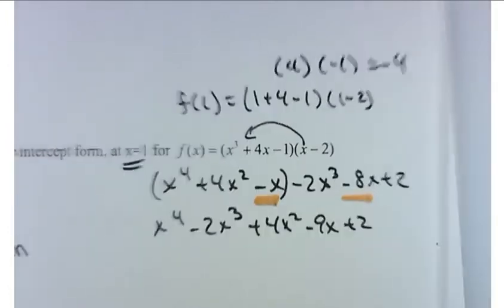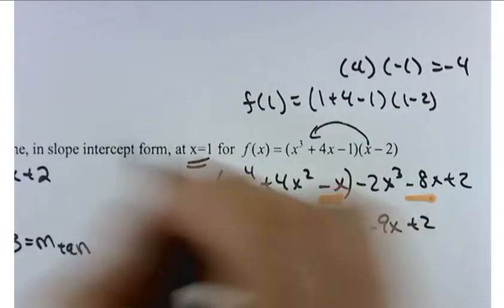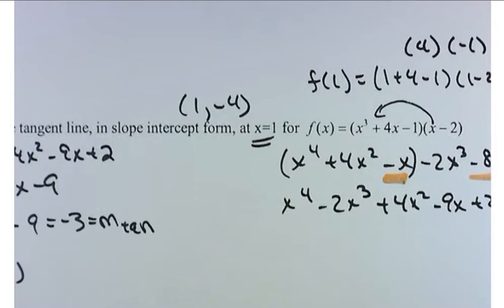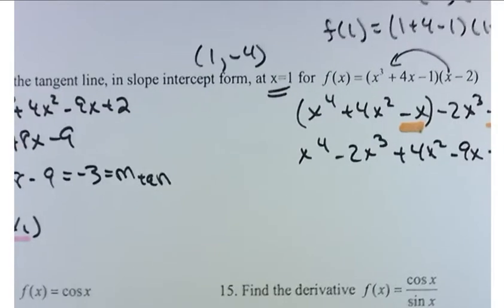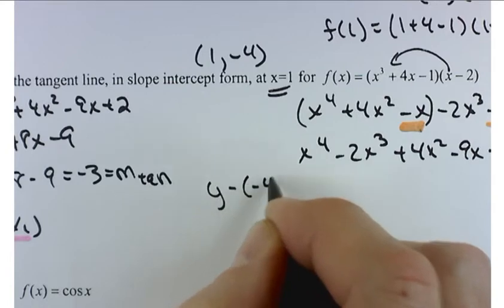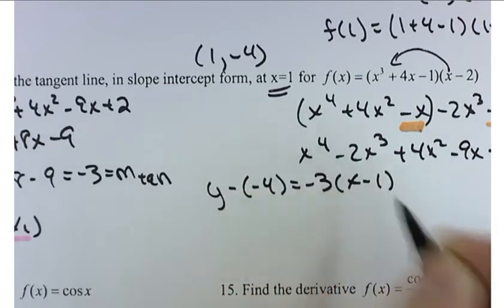Let's keep going here. We've got a point with coordinates at 1 and negative 4. And the slope of the tangent line was negative 3. So I think we can finish this up. It's going to be y minus negative 4 equals negative 3 times x minus 1.